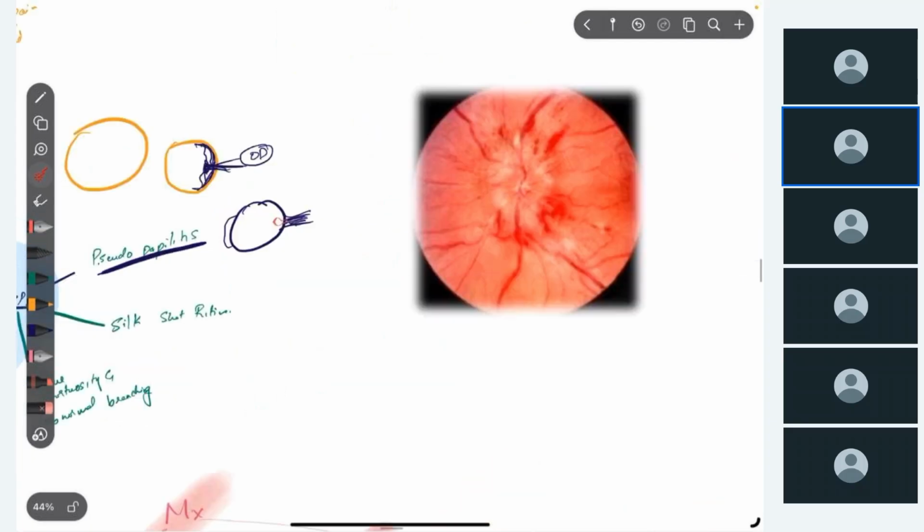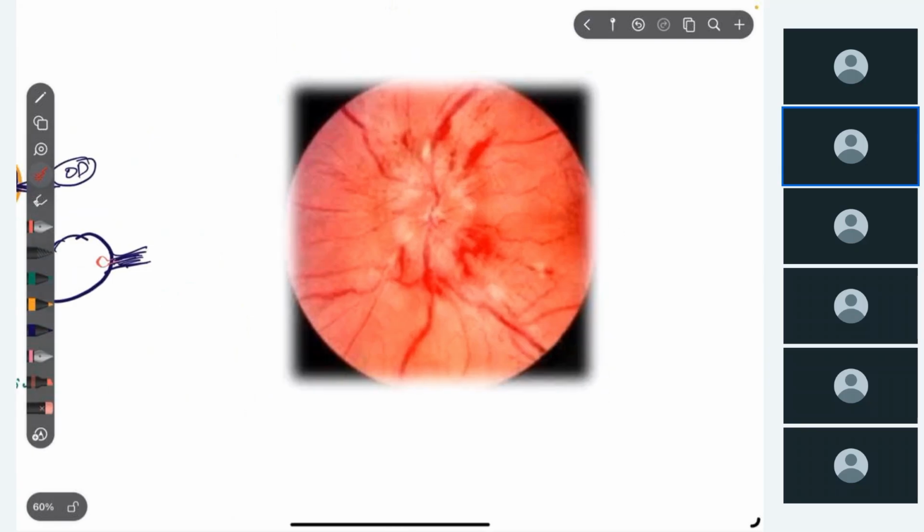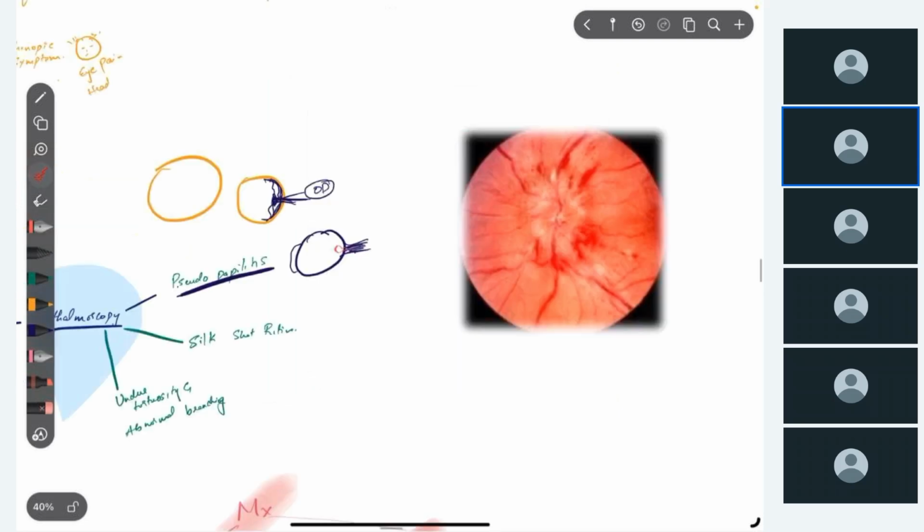This is the fundoscopic or ophthalmoscopic picture of what you will see. This is the papilla, which should have appeared normal, but it appears enlarged because the fundus is small in comparison to the optic disc. And then the retina appears shiny, and you can see that the blood vessels appear tortuous. These are all relative findings. The fundus is actually normal, but because the eyeball is small, you see all these findings.